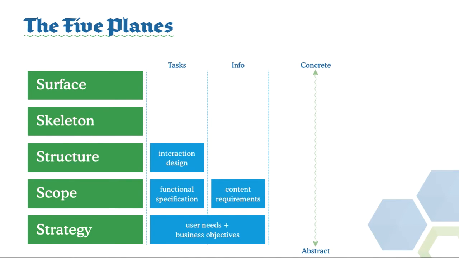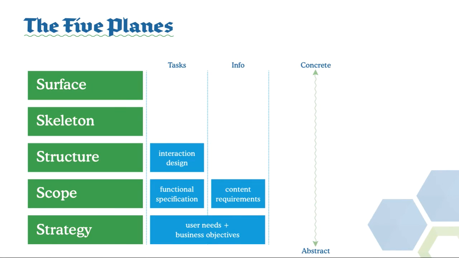So on to structure, we're concerned with the interaction design. So how does the system behave when somebody does something? When I click on a link, what happens? As we move on to the info side of things, we get into information architecture. And information architecture is basically the arrangement of information throughout the entire site. How is it organized? How is it structured? That sort of question.